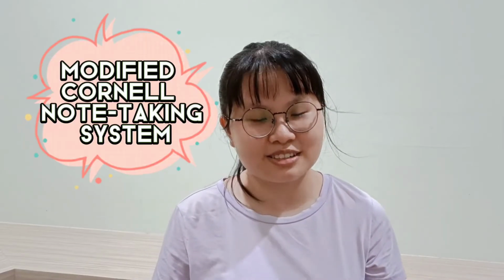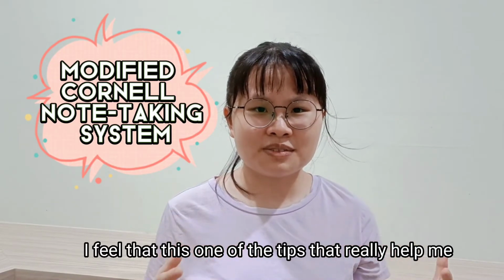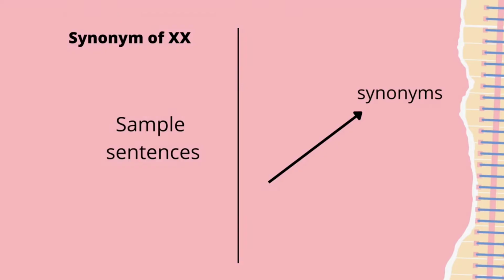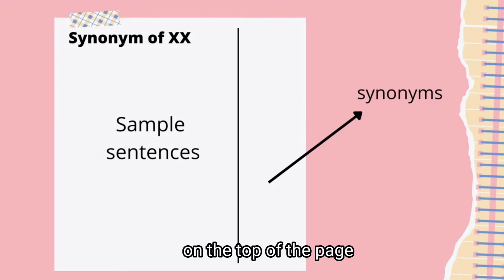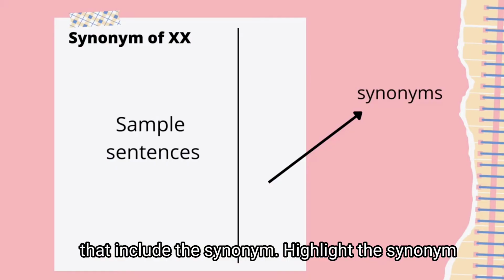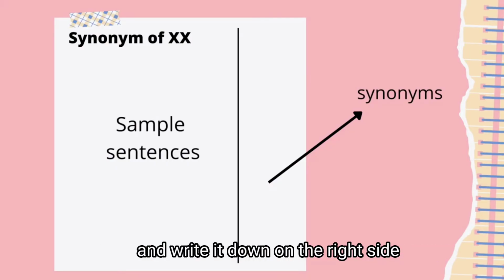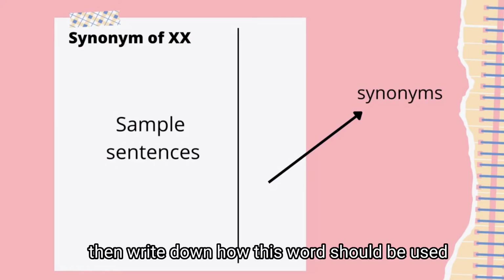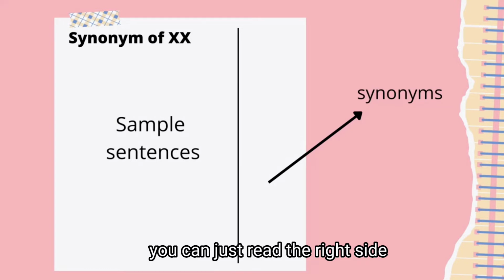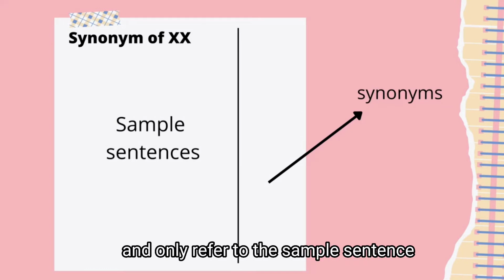Second, use the modified Cornell note-taking system. I feel that this is one of the tips that really helps me in my English essays. So basically, on the top of the page, write your topic. On the left side, write the sample sentences that include the synonym. Highlight the synonym and write it down on the right side. Then, write down how this word should be used on the same side. During your revision session, you can just read the right side and only refer to the sample sentence if you don't understand the word.